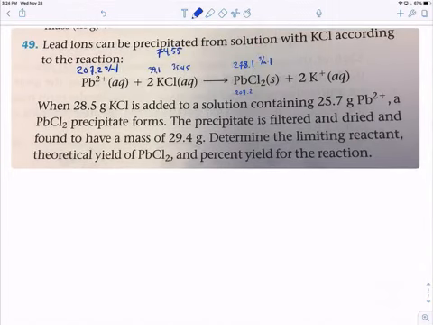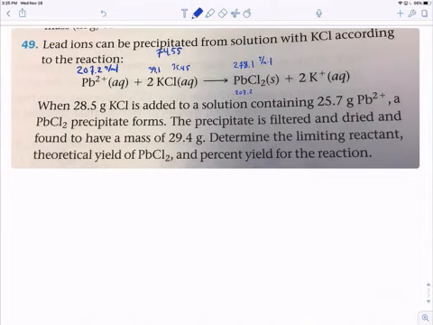So the way we do this problem, let me read it. Lead ions can be precipitated from the solution using this reaction. Lead plus 2 KCl makes PbCl2, lead chloride, plus 2 potassium ions. When 28.5 grams of KCl is added to 25.7 grams lead ion, a precipitate forms. They collect 29.4 grams of the product. What's the limiting reagent, theoretical yield, and percent yield?